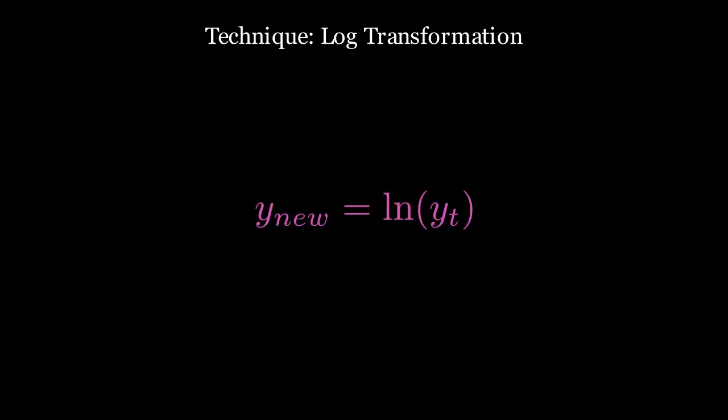Logarithmic transformations are another powerful tool. If the variance is growing along with the mean, taking the log can squash the values and stabilize the fluctuations, making the series much easier to handle for models like linear regression or Prophet.